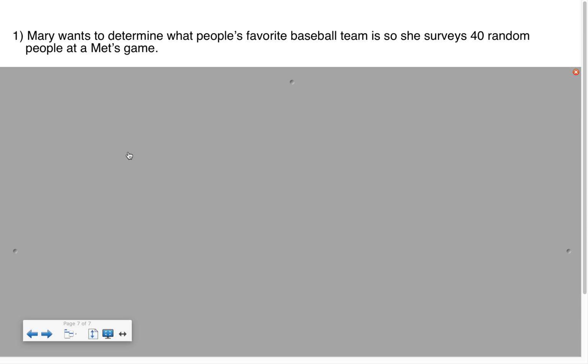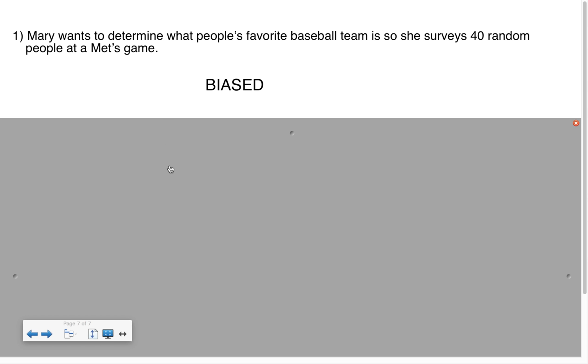So for number 1, Mary wants to determine what people's favorite baseball team is, so she surveys 40 random people at a Mets game. Now if we want to determine if this is biased or unbiased, she wants to know people's favorite baseball team. She surveys 40 random people, that's good, but it's at a Mets game. So this is actually going to be biased.